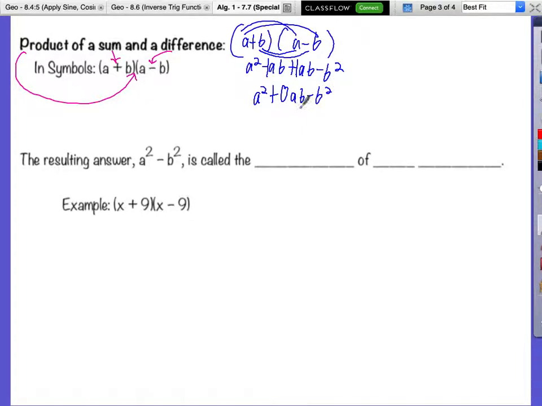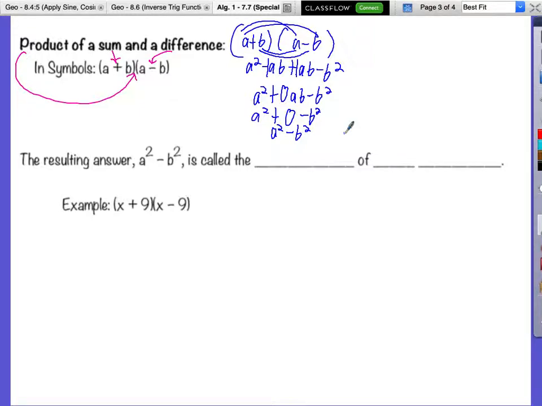Hey, wait, what's 0 times anything? 0. So it's like a squared plus 0 minus b squared. So do you have to write that? No, we can just write a squared minus b squared. You don't actually have to write that out every time. I just wanted to show it to the masses. And so we end up getting a squared minus b squared.